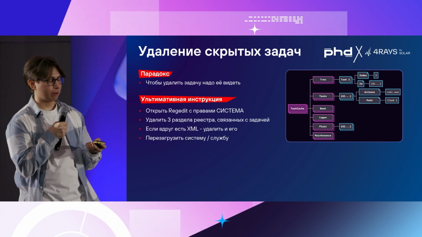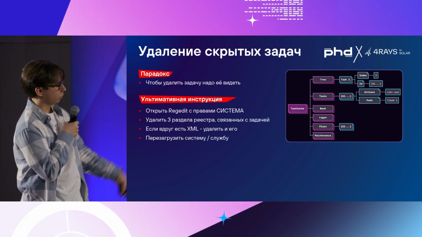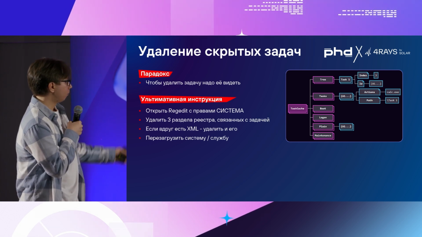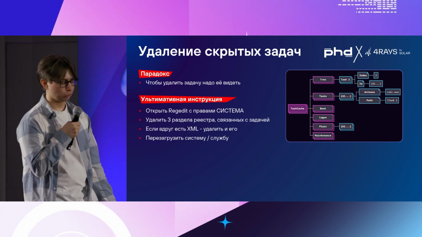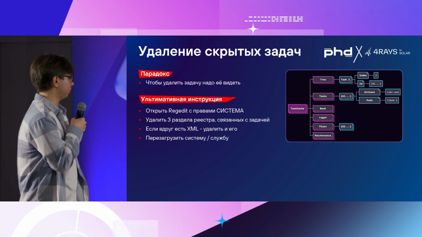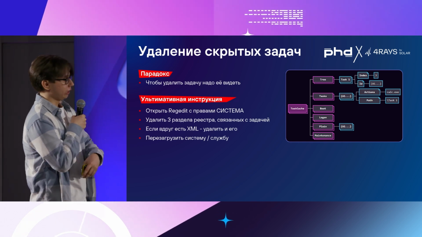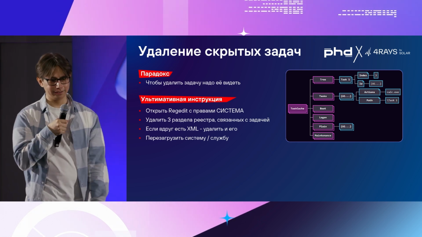While we're still on this hidden task, let's talk about deleting. There is a paradox. In order to delete this task, you need to see the task. And there's an ultimate instruction. We can delete it from the registry. In order to do that, we need to open the registry, and we need to delete three items: task 1 and the sections that start with A1. At the same time, it's recommended to delete the whole XML file if you have it, because we don't know what Microsoft will come up with in the next patch. What if they say that it can be automatically recovered? After that, you need to reboot the system and the Task Scheduler service.